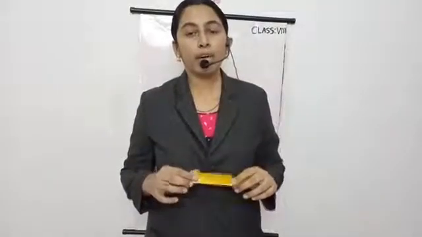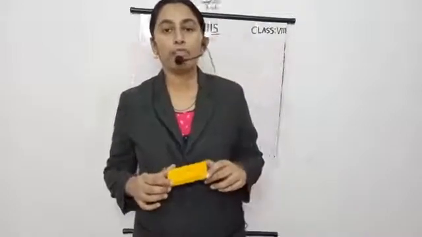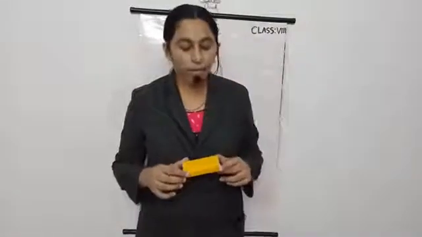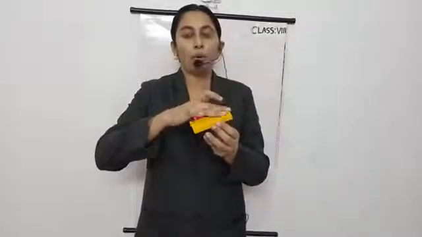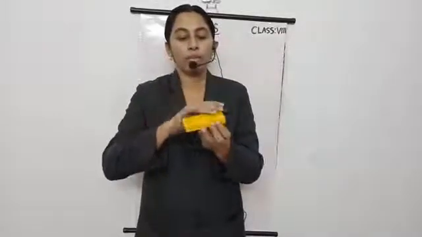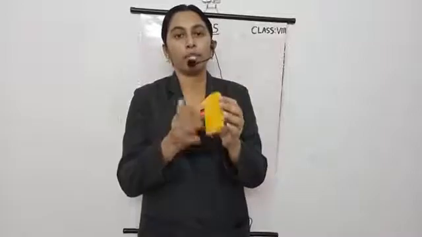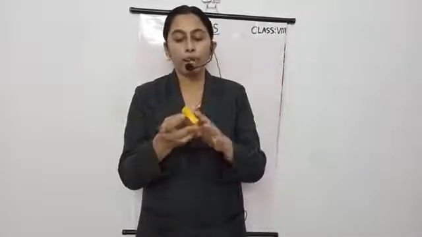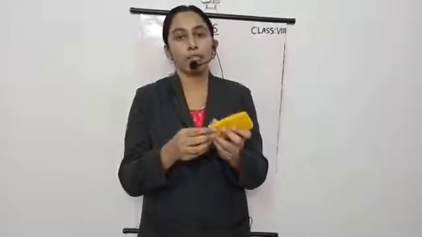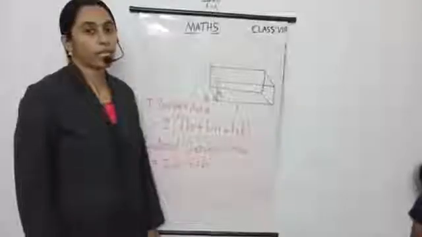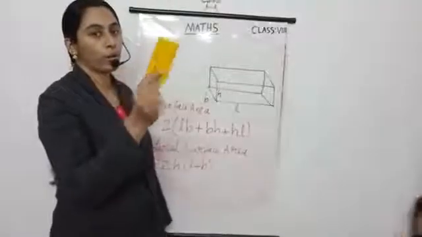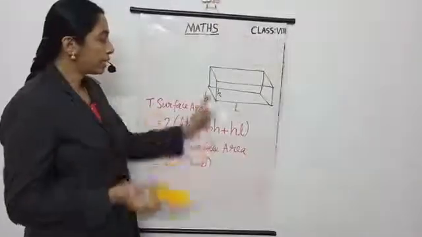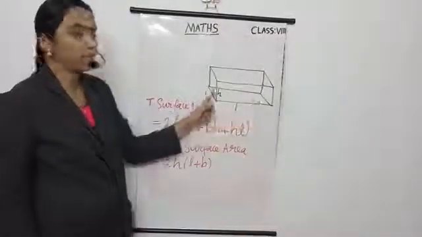So next we are going to learn about the surface area of a solid shape. So what is meant by surface area? The sum of areas of all these faces is called surface area. Now, surface area of a cuboid. So this is a figure of a cuboid shape.